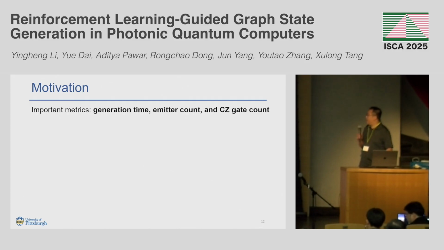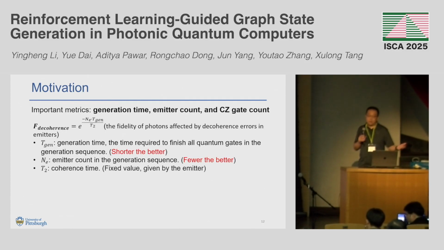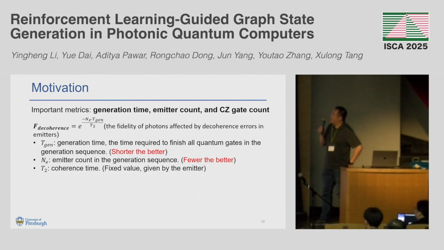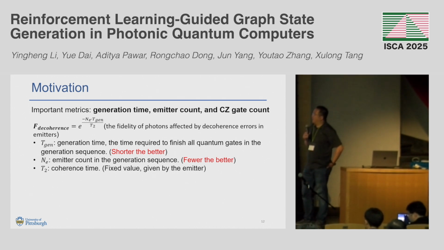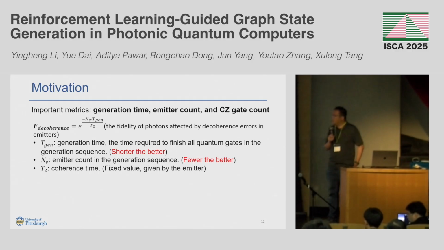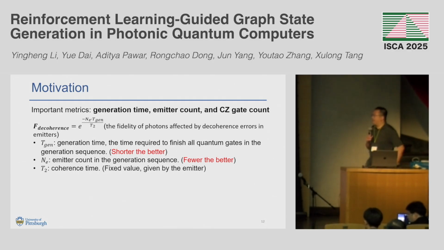And why do we care about them most? Because they correspond to the fidelity, or the error, here. According to the equation here, the fidelity for decoherence is listed there. At a high level, there are two important things. One is the circuit generation time. The other is the number of emitters. The shorter the generation time, the lower the error rate and the better the fidelity. And a smaller emitter count is also good because the emitters can also cause errors. And T2, by the way, is a constant determined by the physical emitter itself.